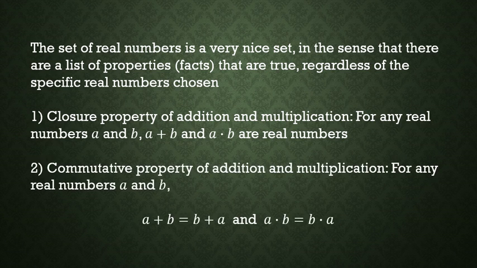Two, the commutative property of addition and multiplication. Commutative property basically says the order in which you add things or multiply things does not matter. For any real numbers a and b, a plus b equals b plus a, and a times b equals b times a.